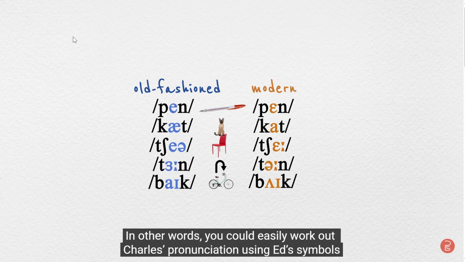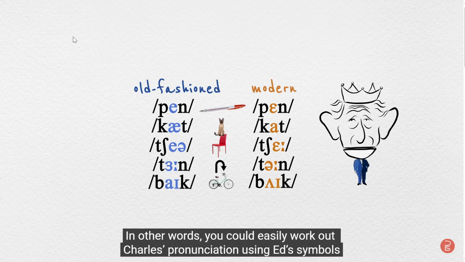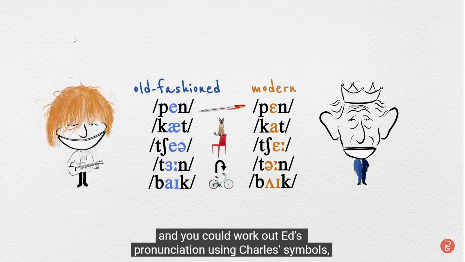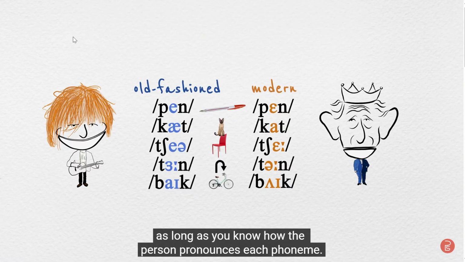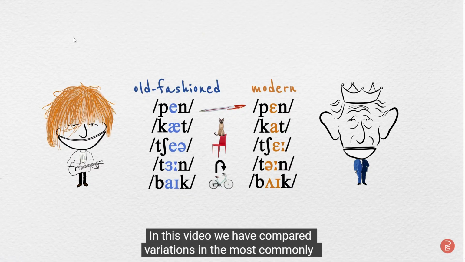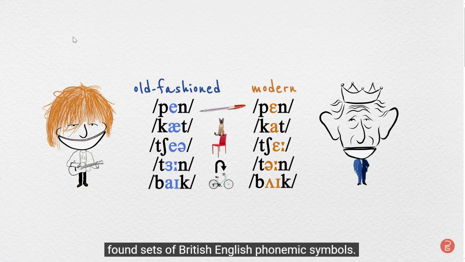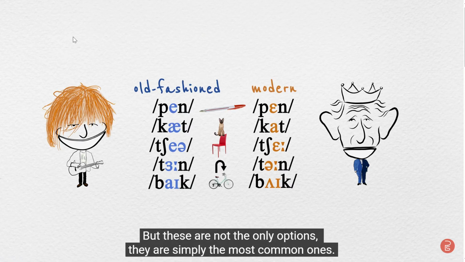In other words, you could easily work out Charles's pronunciation using Ed's symbols. And you could work out Ed's pronunciation using Charles's symbols, as long as you know how the person pronounces each phoneme. In this video, we have compared variations in the most commonly found sets of British English phonemic symbols. But these are not the only options, they are simply the most common ones.